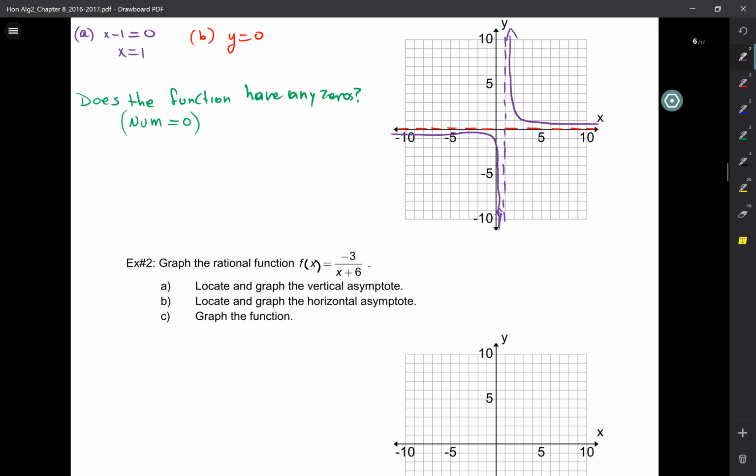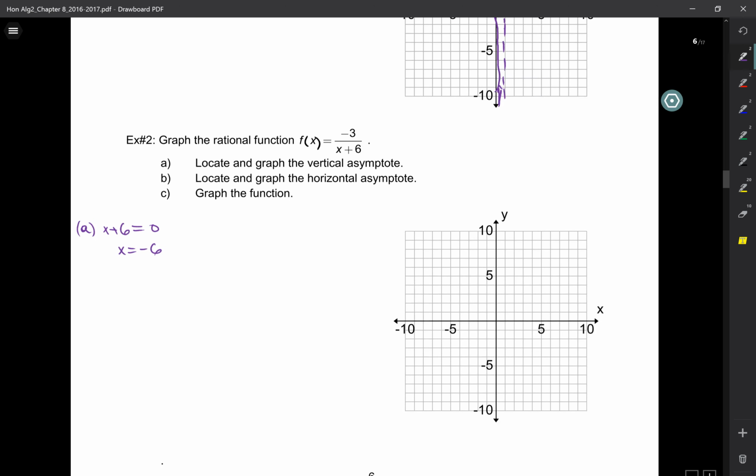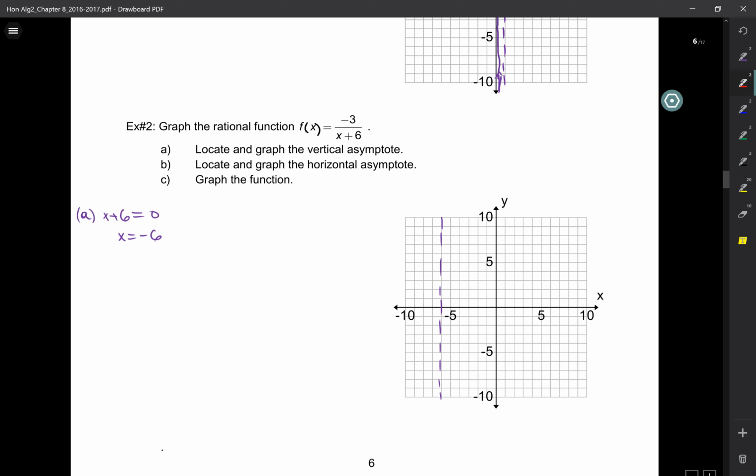All right, let's do one more. Part A. Is there a vertical asymptote? x plus 6 equals 0. x equals -6. Can that be an asymptote? Yeah, because the x plus 6 will never cancel. So at x equals -6. Any horizontal asymptotes? What's the degree on top? Degree is 0. What's the degree on the bottom? Therefore, what's the horizontal asymptote going to be? y equals 0.